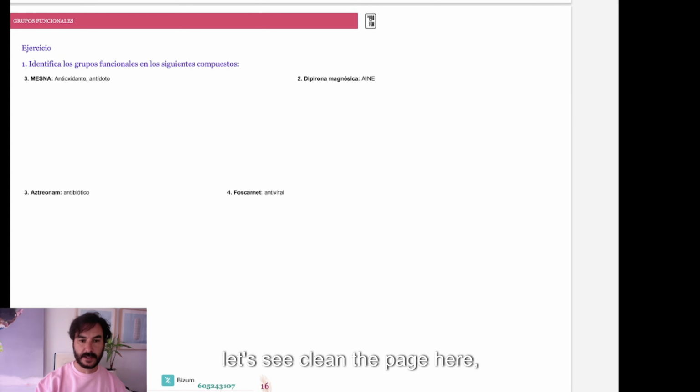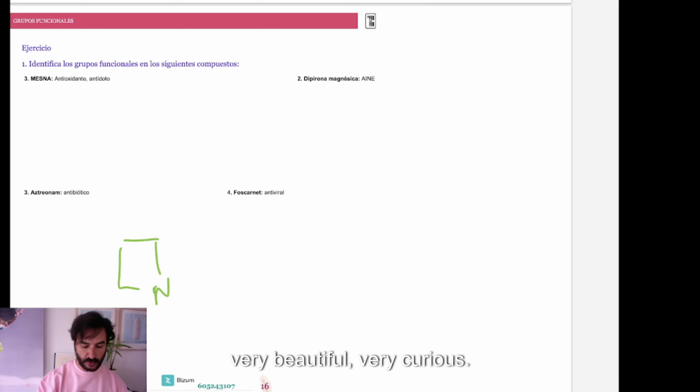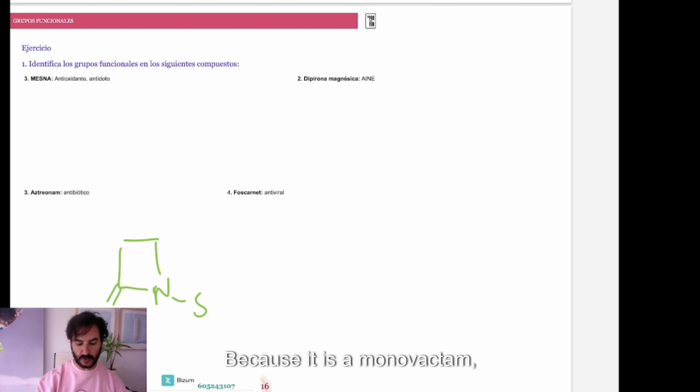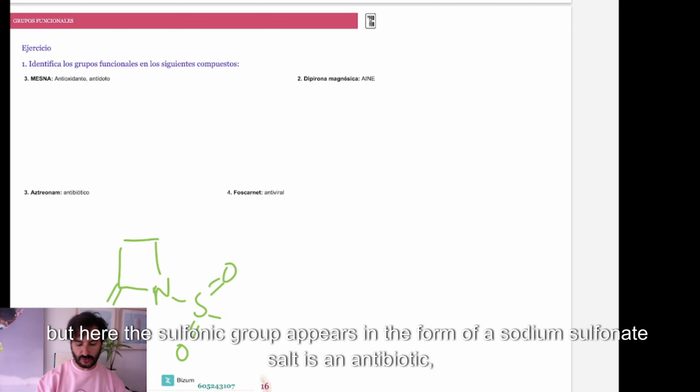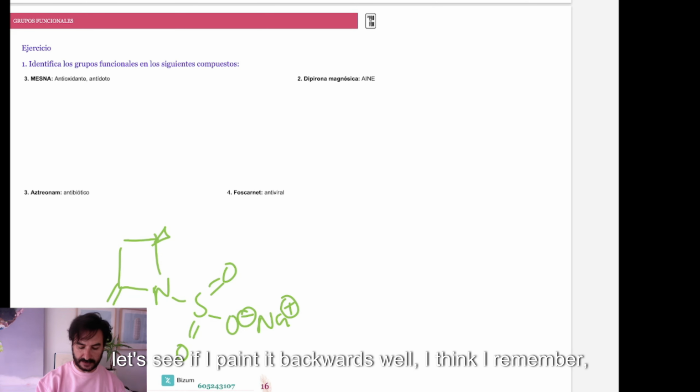Let's see, clean the page here, okay? And I'll paint you the aztreonam. Aztreonam is another beta-lactam that we have come up with, and that is also very, very beautiful, very curious, because it is a monobactam, but here the sulfonic group appears in the form of a sodium sulfonate salt. It is an antibiotic. Over here it has a methyl. Let's see if I paint it backwards. Well, I think I remember.